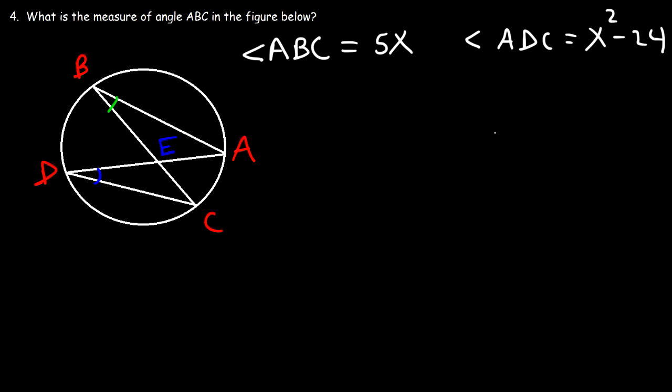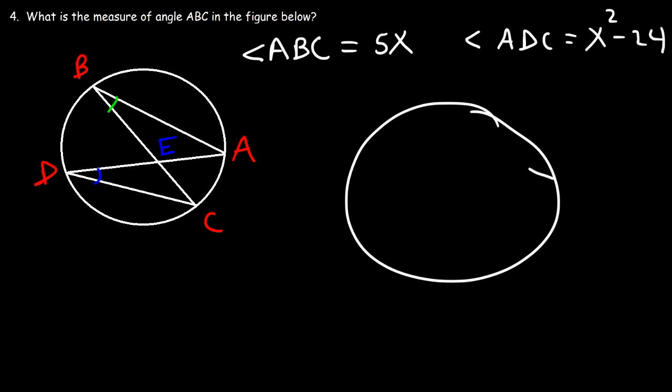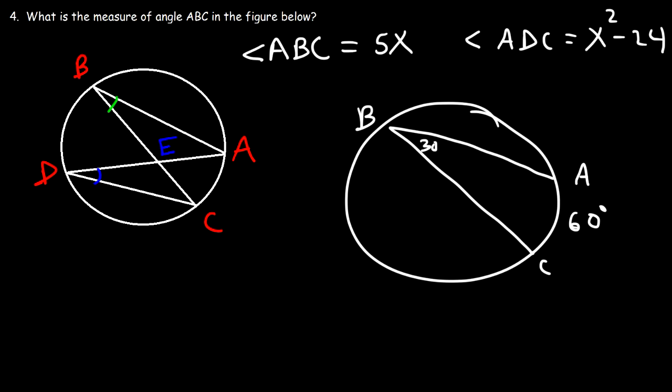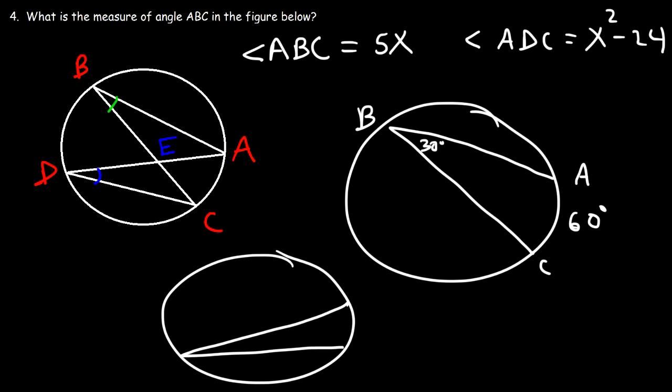So let's do this one step at a time. For example, let's say here this is A, B, and C. Let's say this is 60 degrees. The inscribed angle will be 30. Now let's focus on angle D. If it has the same arc, then the angle will also be the same, 30. So as you can see, angle B and D are congruent.